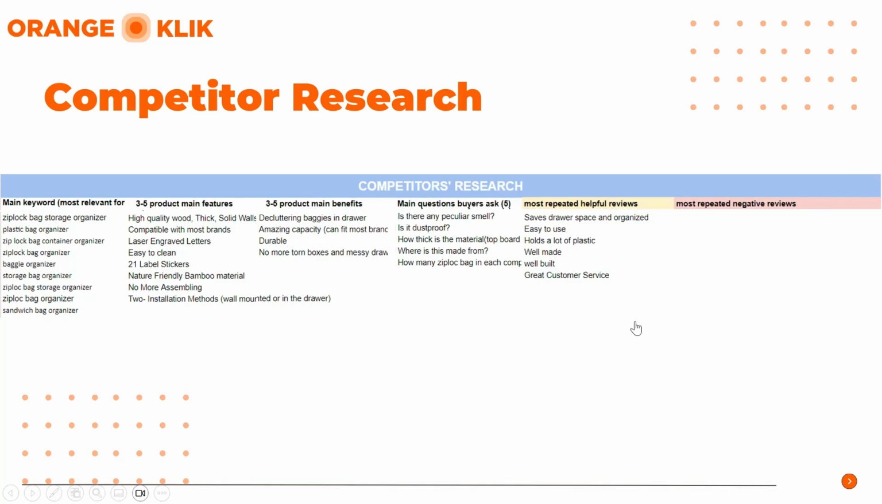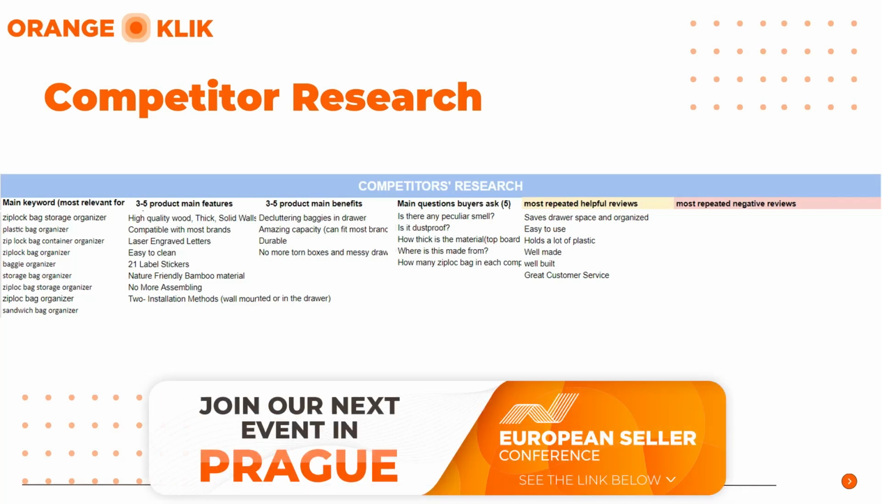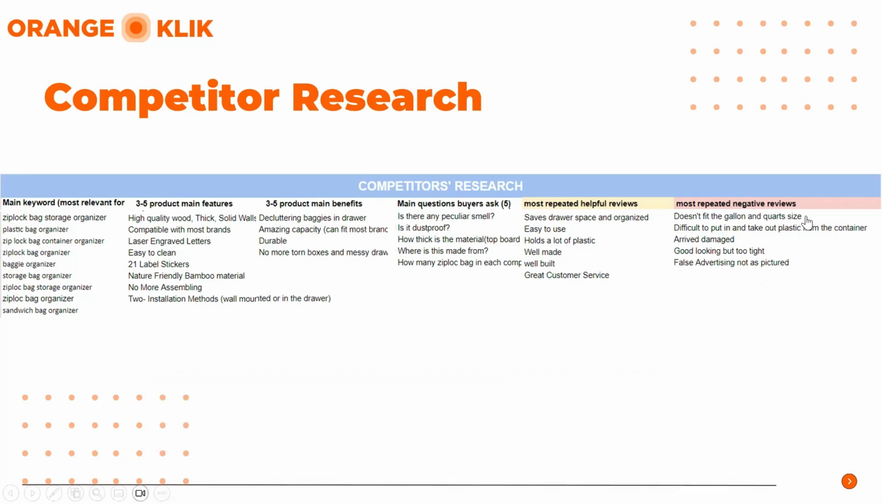listing copy. Then the most repeated negative reviews, and for me this is the most important one to look out for, so that you will be able to take that into consideration and create a more improved version of that product against your competitors. The negative reviews were: it doesn't fit gallon and quart sizes. So that can be your unique selling point.